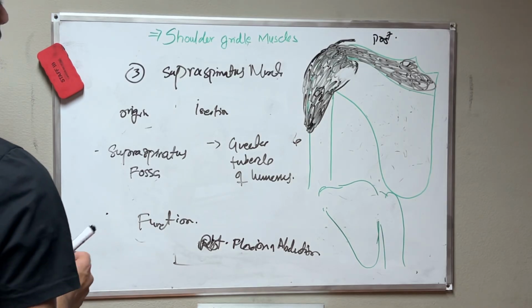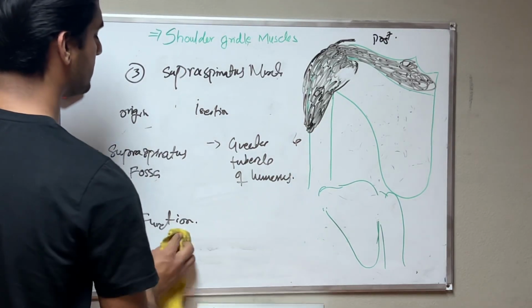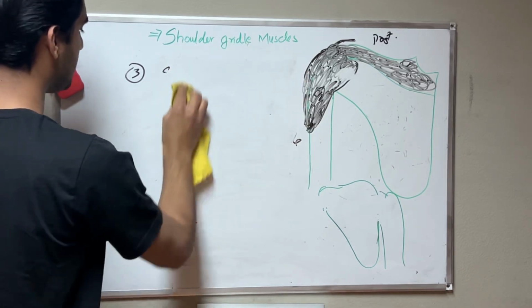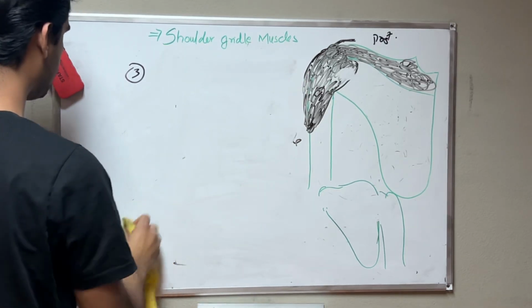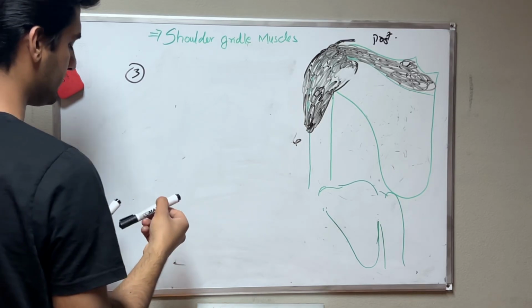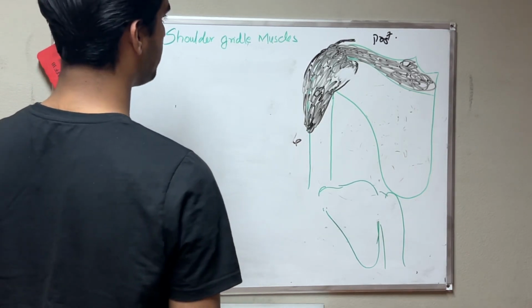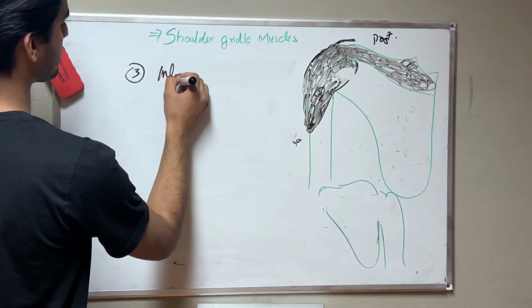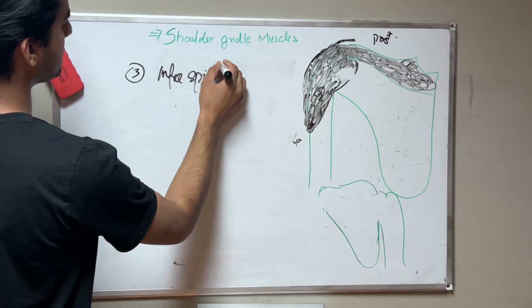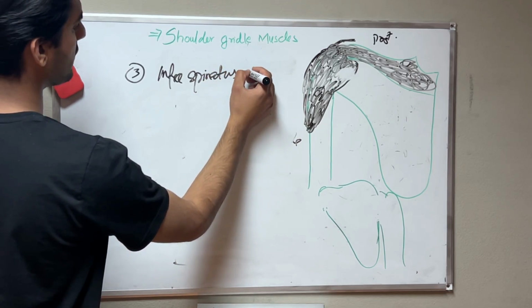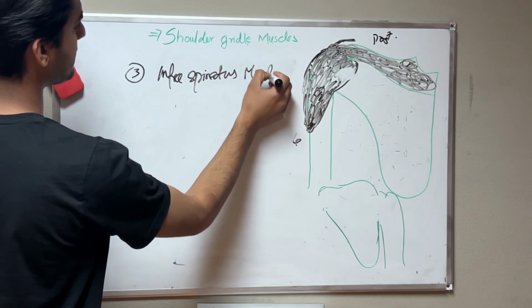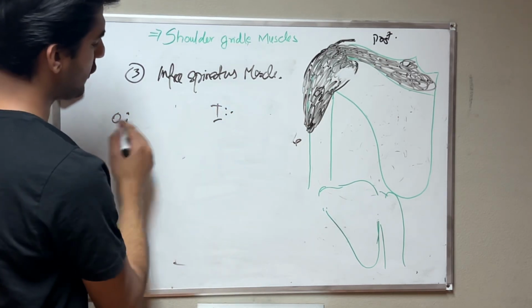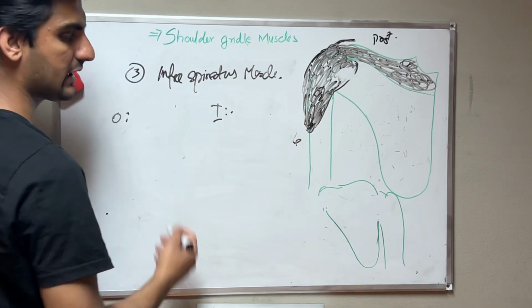Okay, now the fourth muscle, infraspinatus muscle. Infra means lower, and infraspinatus muscle means origination from the lower infraspinatus fossa. We will write first, we will talk origin and insertion. Okay, simple. O from I, O from origin and I from insertion.